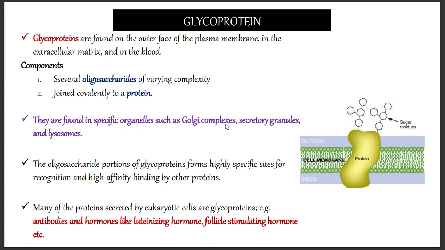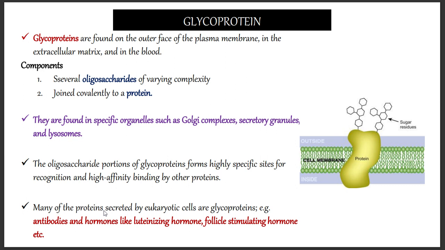These glycoproteins are going to be found in specific organelles, for example the Golgi complex or Golgi apparatus, in some secretory granules, and also lysosomes. The oligosaccharide portion is going to be specific. It forms the specific site for recognition and for binding of other proteins. This is what you are able to see on this structure: you have a protein and then the oligosaccharide end. We call this protein an integral protein, meaning it passes through the cell membrane, from the outside to the inside of the cell membrane.